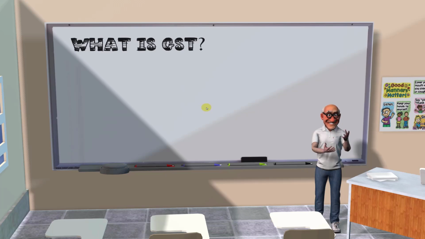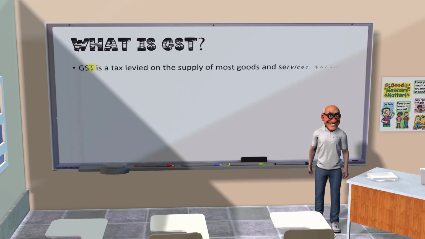What is GST? General sales tax, or GST, is a tax levied on the supply of most goods and services. Not all countries use GST. As I said, we get two kinds of tax, GST and VAT. Many countries don't use GST at all. The reasons for this will become apparent in the next lesson.